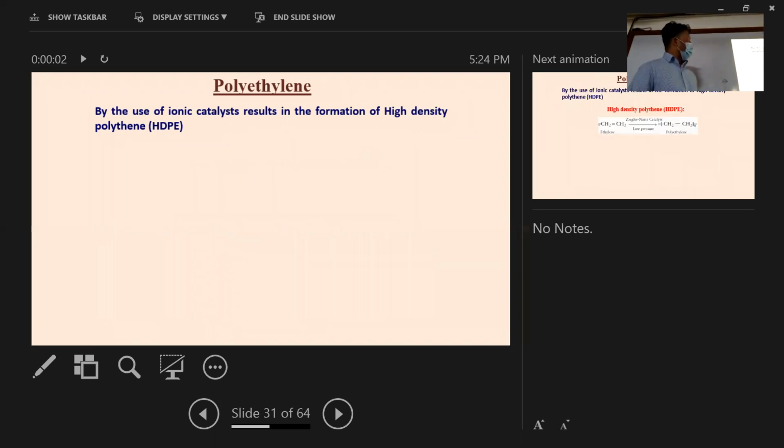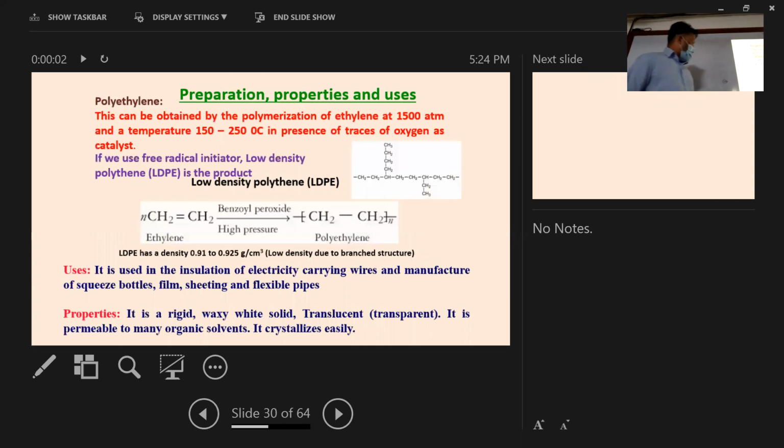Okay, so let's go back a little bit again. Now, if we use the free radical initiator, then we will get the LDPE, and this is the reaction. That means ethylene, benzoyl peroxide. This is our free radical initiator, and at high pressure we are getting this polyethylene. What are the uses? It is used in the insulation of electricity carrying wires and manufacture of squeeze bottles.